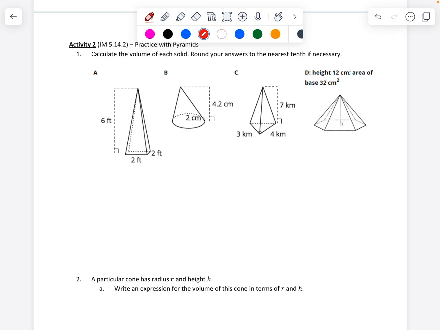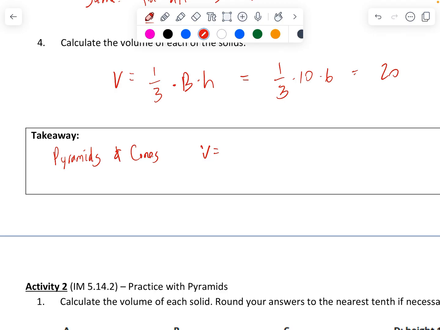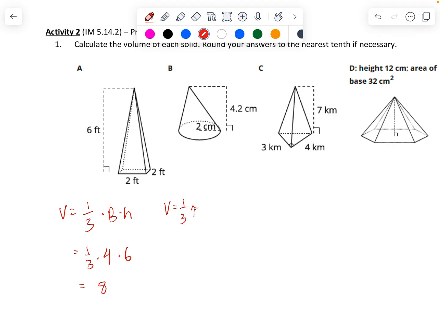All right, so the first one, the volume is 1/3 because it's a pyramid, area of base times the height. I should say the takeaway here: for pyramids and cones, volume is 1/3 base times height. So this is going to be 1/3 times 4 times 6, which is going to be 8 cubic feet.